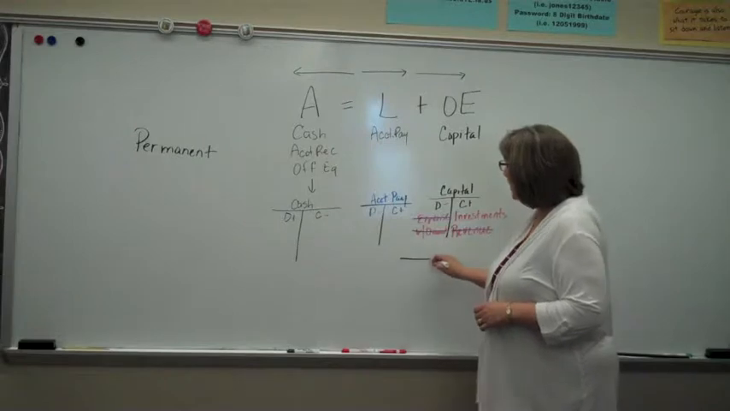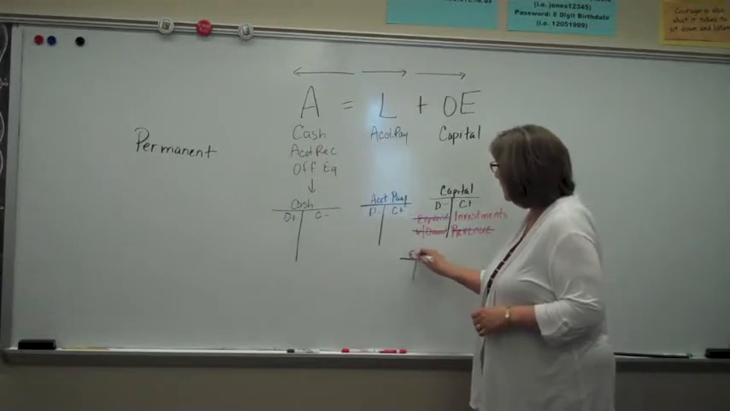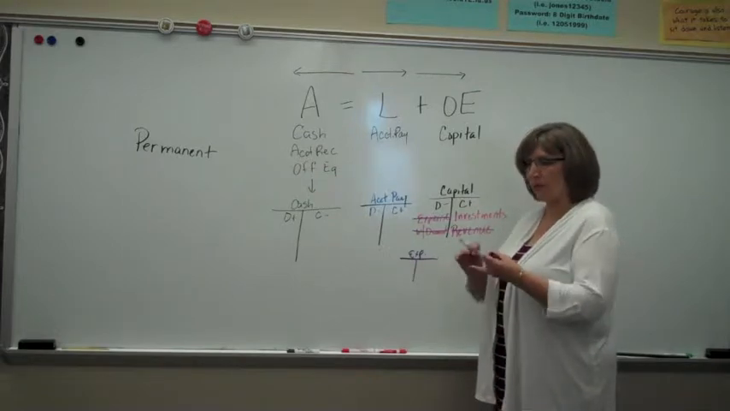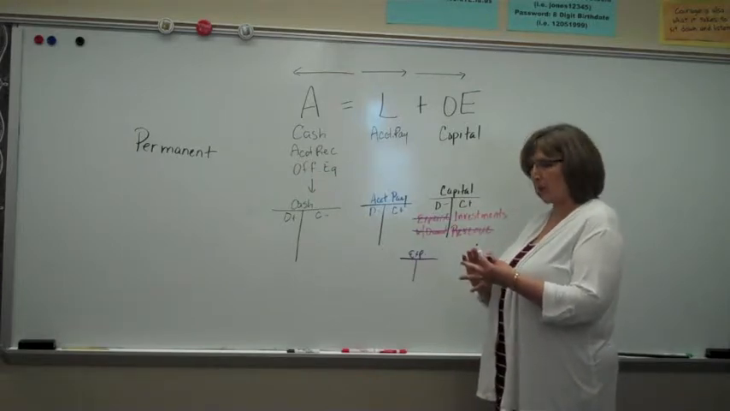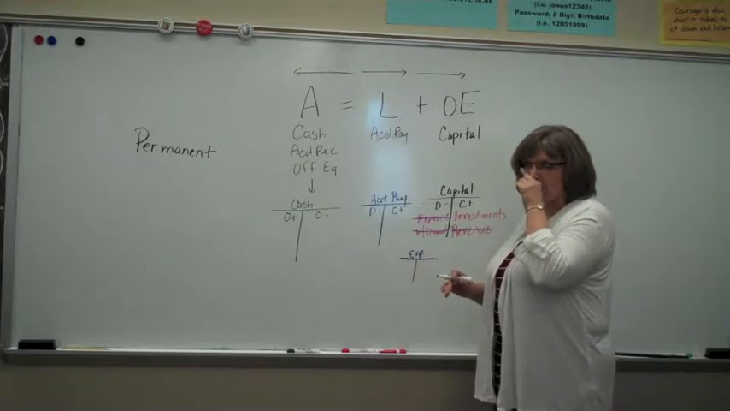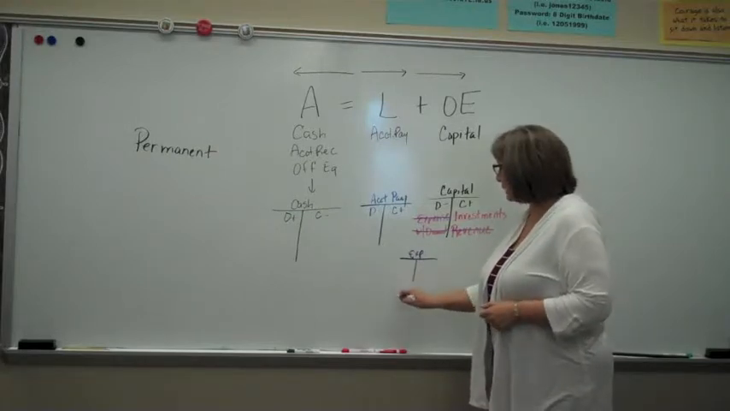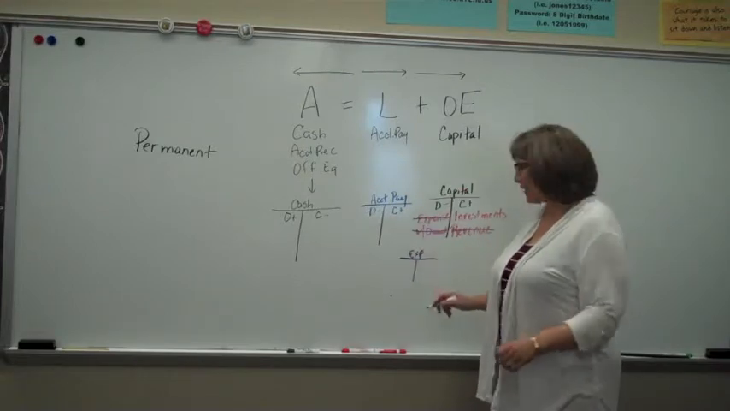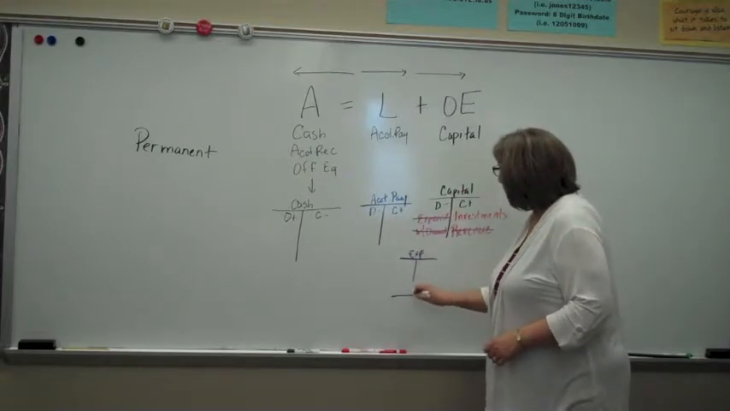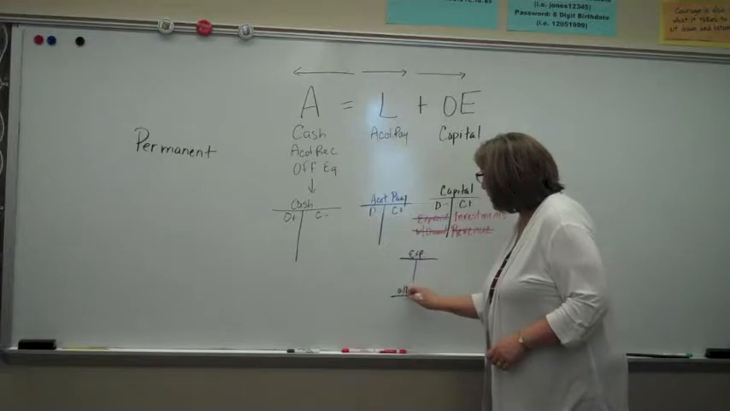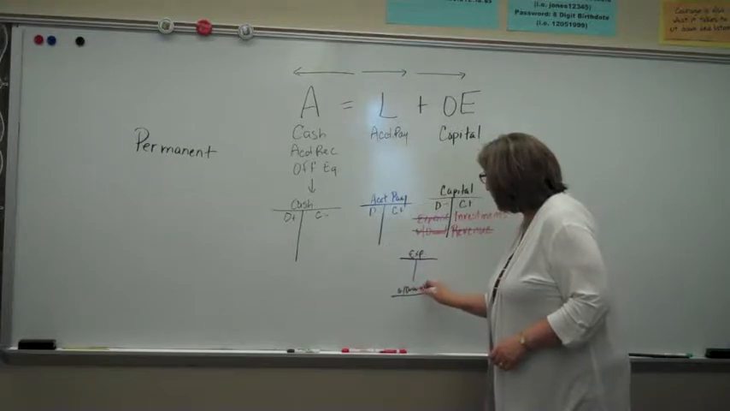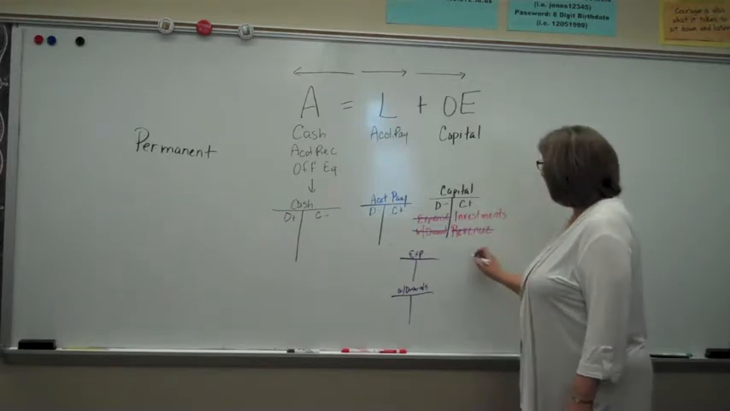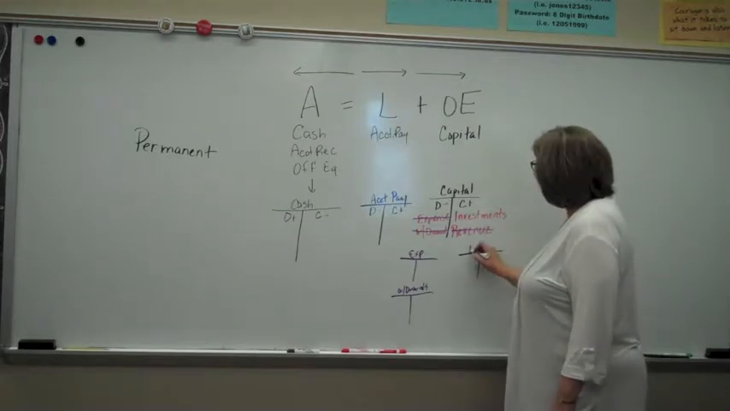So for every expense, it'll have its own T account. If I have rent expense, it'll have one. Utilities expense, it'll have one. Blah, blah, blah. You name it. Ad expenses, it'll have one. The withdrawals account will have their own T account. And over here, revenue will have its own T account.